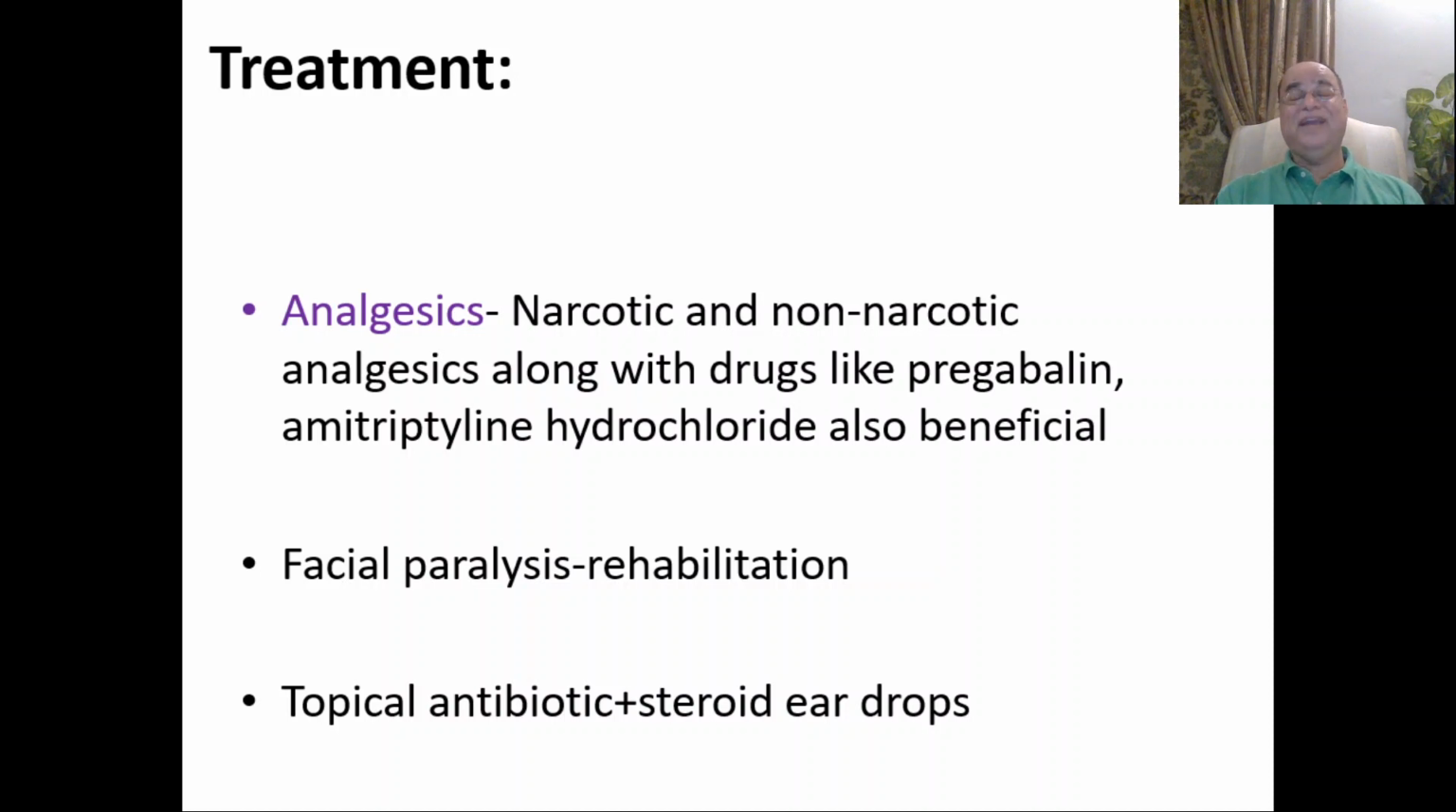The eye should not remain open all the time, because that will cause dryness of the eye, which can affect the cornea, and that damage may be permanent. So the patient should be advised to use sunglasses, and artificial tears. So we have to take care of the eye, and at the same time facial muscles are not working, so the patient should be advised to go for physiotherapy for the movements of those muscles. Then we can use topical antibiotic plus steroid ear drops locally as well.